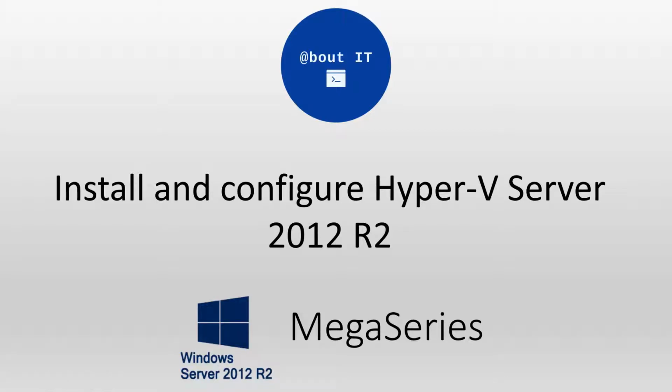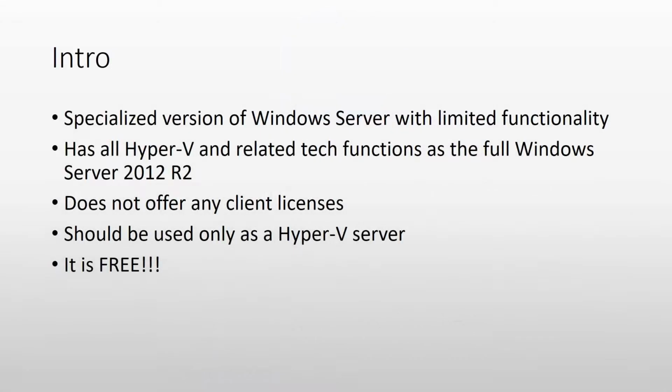In this video we are going to install and configure a Hyper-V server 2012 R2. Hyper-V server is a specialized version of Windows Server that has limited functionality meant only for virtualization. It has all of the Hyper-V and related tech functions as the full Windows Server 2012 R2 does, but it does not offer any client licenses and should only be used as a Hyper-V server.